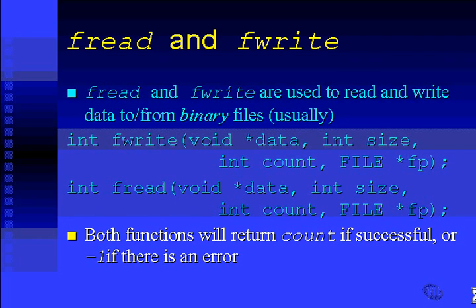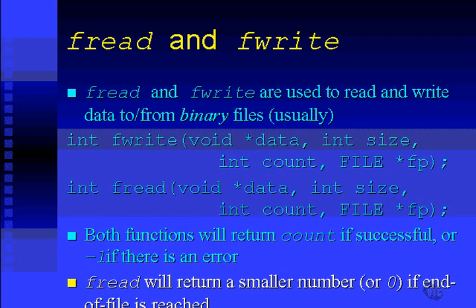So both of these functions will return count if they were successful in reading or writing all that data. So fwrite will attempt to write out 5, again, let's use the same numbers, 5 lots of 10 bytes. And if it was successful, you'll get the value 5 back, saying, yes, I successfully wrote out 5 things. And fread, if it successfully managed to read in 5 things, each of size 10, then it will return a value of 5 as well. They will return -1 if there's an error. fread will return a smaller number, or 0, if the end of file is reached.